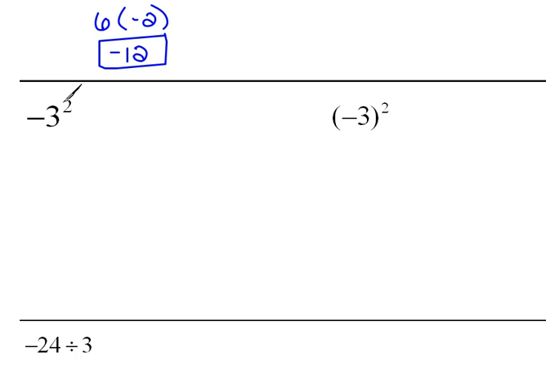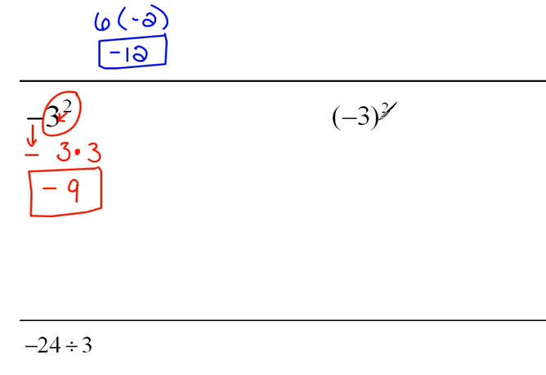Here, this exponent, or this power of 2, is only affecting the 3. It's as if this exponent could reach out and grab something, the first thing it would touch would be the 3, not the negative. So technically, it is only the 3 that is being squared. That literally means 3 times 3, and then we'll drop down our negative sign to mean the opposite of. So 3 times 3 would be 9, and the opposite of that would be negative 9.